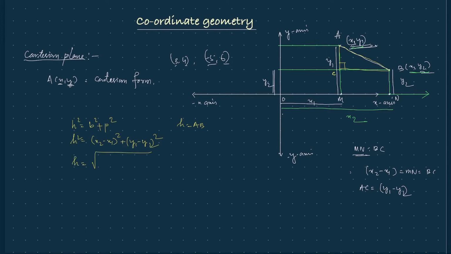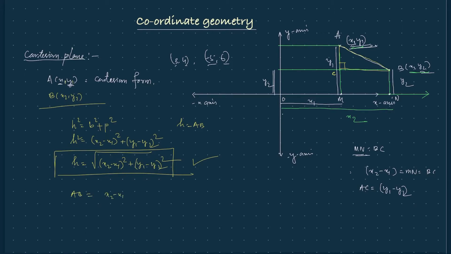H will be under square root x2 minus x1 whole square plus y1 minus y2 whole square. Okay, this is the formula we got. This is the distance from point A to B. So it means, now you know, if point A's coordinate is x1 y1 and point B's coordinate is x2 y2, then you can find it by using this formula. General formula is what? AB distance will be equal to x2 minus x1 whole square plus y2 minus y1 whole square, under square root.